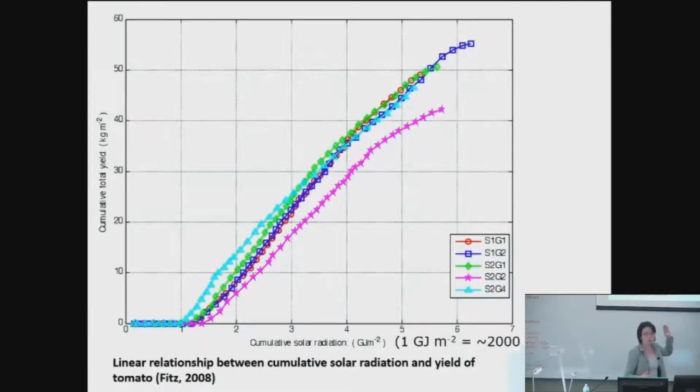So this is also another evidence. Yes, plant growth and yield are linearly responding to the cumulative light, right? And not only the growth, in most cases yield, which is fruit fresh weight, is also responding linearly to the cumulative light. And this has to be the photosynthetic radiation. All right, any questions so far? Okay.